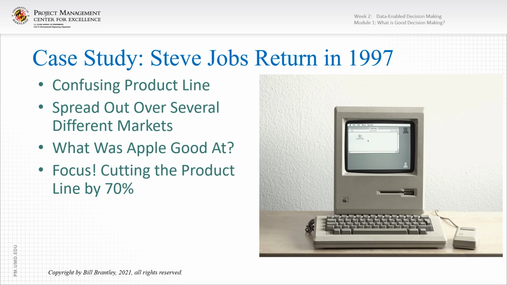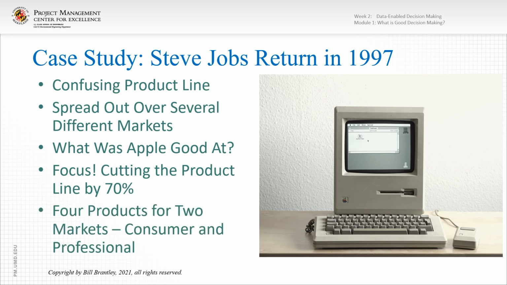He killed off a lot of products, and in the process here, a lot of folks lost their jobs, a lot of managers were kicked out of their jobs. But what he did is he took Apple and he said, we're going to focus on what makes Apple unique, and we're going to focus on the markets that are going to help us achieve and build. So he said, we're going to have 4 products for 2 markets, consumer and professional. So you're going to have a desktop and a laptop for these 2 markets.